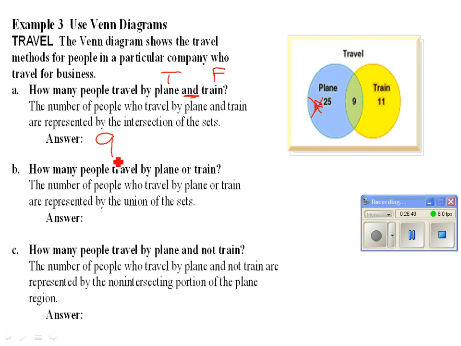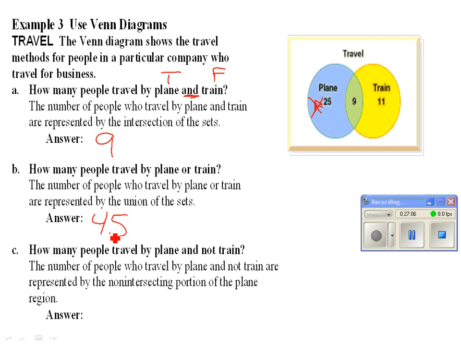How many people travel by plane or train? That's when you add them all up. Now be careful and don't do what Zach did, because he said 36. What's wrong with that? Forgot the 9. Do these people travel by one or the other? Yeah, as a matter of fact, they travel by both, so 45. Gotta add them all up.